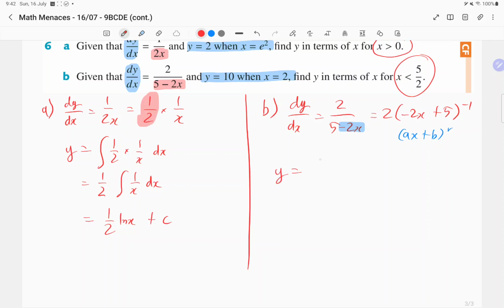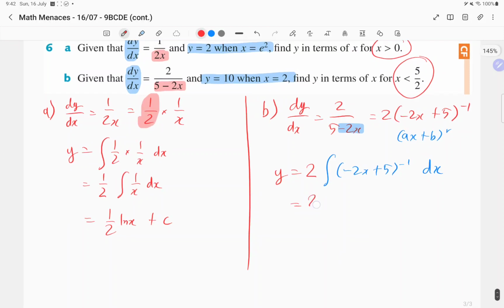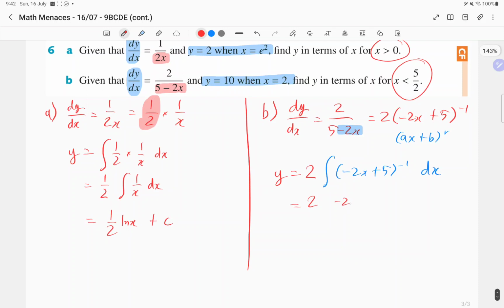I'll write y equals the antiderivative of, again, I will skip a step, take out the constant factor, and then I write the antiderivative of (negative 2x plus 5) to the power negative 1, dx. Sarah, what's the answer? The antiderivative of (negative 2x plus 5) to the power of 0, divided by 0 times negative 2, but can you divide by 0? No. So what's wrong here?